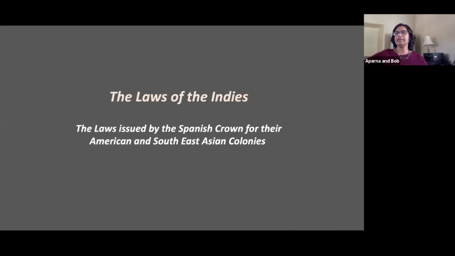The Laws of the Indies are the laws issued by the Spanish crown for their American and Southeast Asian colonies. Throughout their 400-year presence, the Spanish monarchy issued a series of laws to regulate life in the colonies. King Philip II developed the first version of the Laws of the Indies to guide and regularize the establishment of the presidios, the missions, and the pueblos. Signed in 1573, it is considered to be the first wide-ranging guidelines towards design and development of communities, helping colonists in locating, building, and populating settlements.